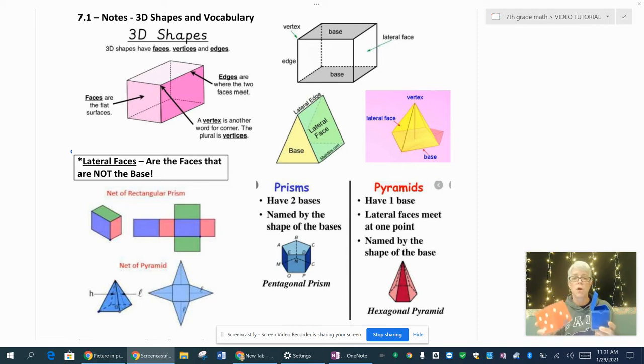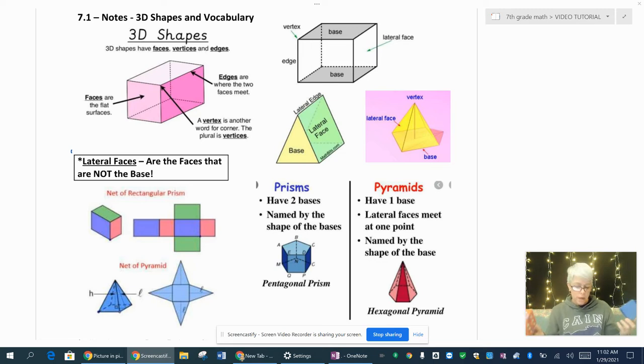This unit's going to be based off of what you learned last unit. So you're still going to have to be able to find the area of a square. You're still going to have to find the area of a rectangle or a triangle in order to be successful with these shapes. So with that said, let's move on.